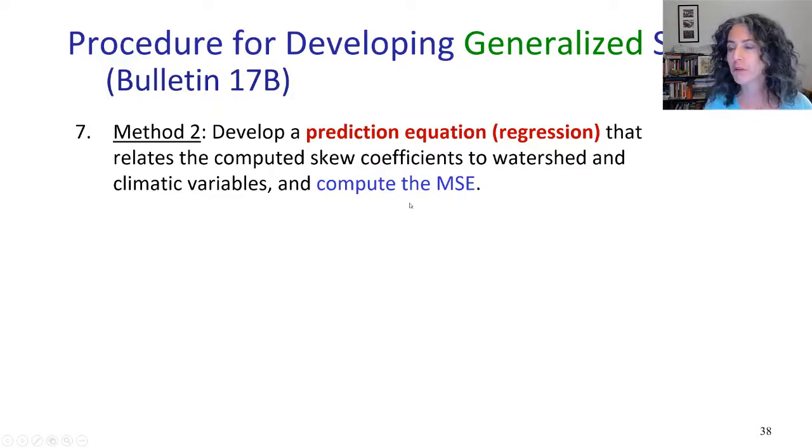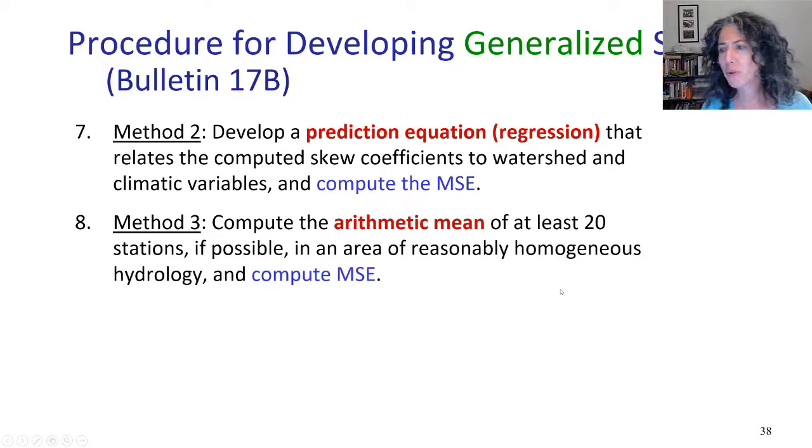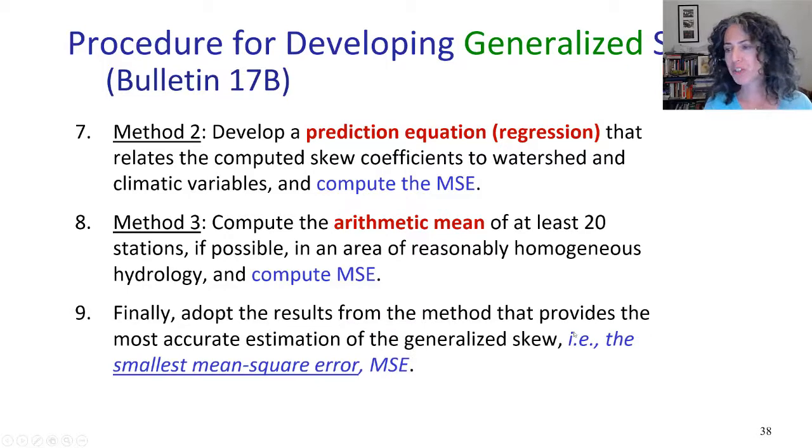And the mean square error in this approach would be the mean square error of regression that you're going to see on Thursday and Friday. The third method was just take the arithmetic mean of your stations. Just average them and use that value as the regional skew. The mean square error in that case is just each station's difference from that average, averaged. So the recommendation at that point was to adopt the method with the smallest mean square error.